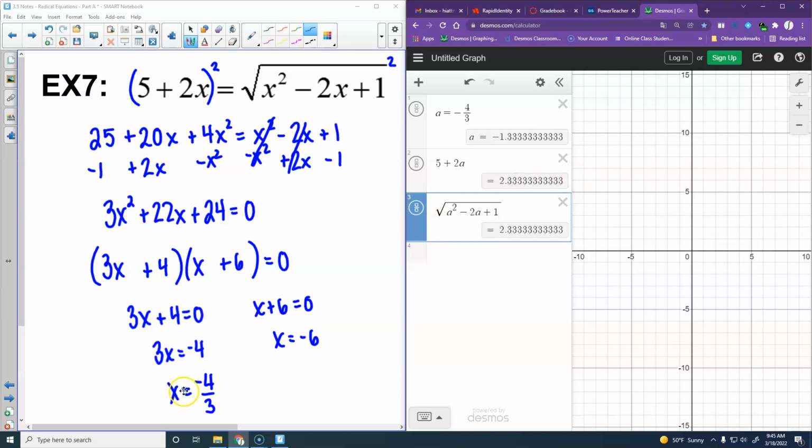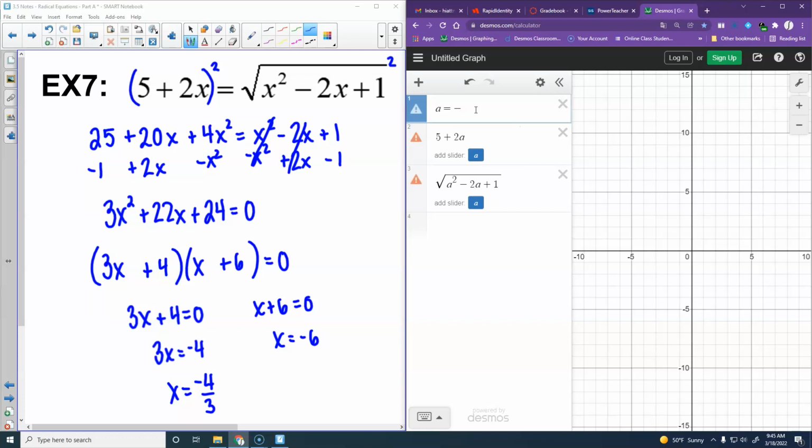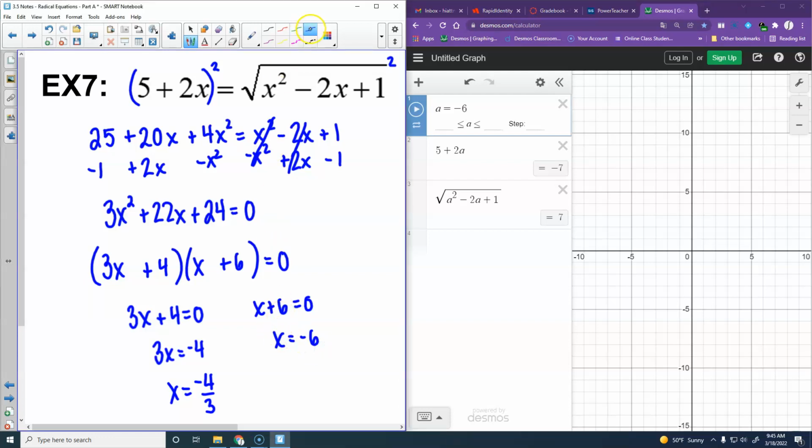You can see -4/3 works. You're getting the same value there. But if we change this to a -6, we get a -7 and a +7. And those aren't equal to each other. So we would throw out our -6 here. And -4/3 would be our only answer. Questions?